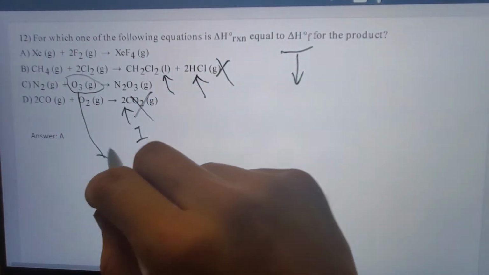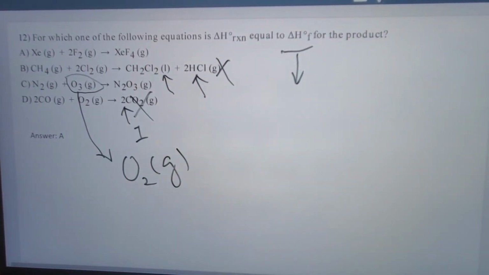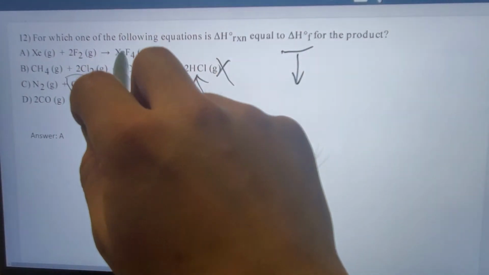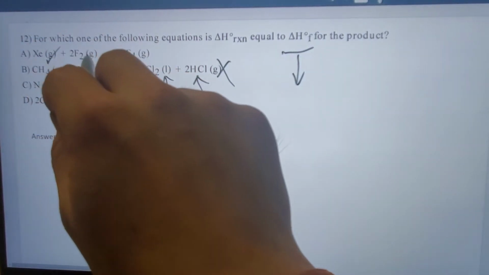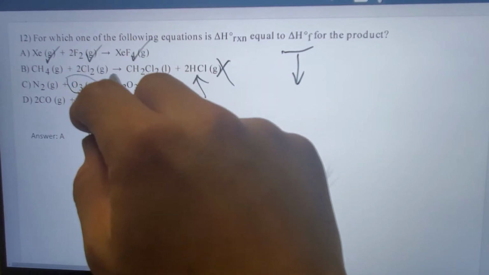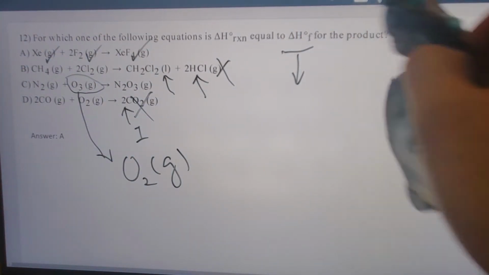Elemental oxygen should be O2. Oxygen is a gas at room temperature. All right, so this one is not right. Okay, what about the other one? Let's check this. At room temperature, fluorine is gas, and this one is gas. One coefficient, that's good, and it's balanced. Okay, so the answer is A.